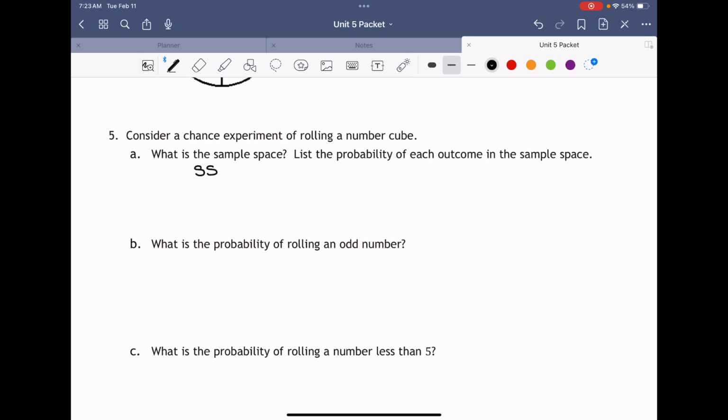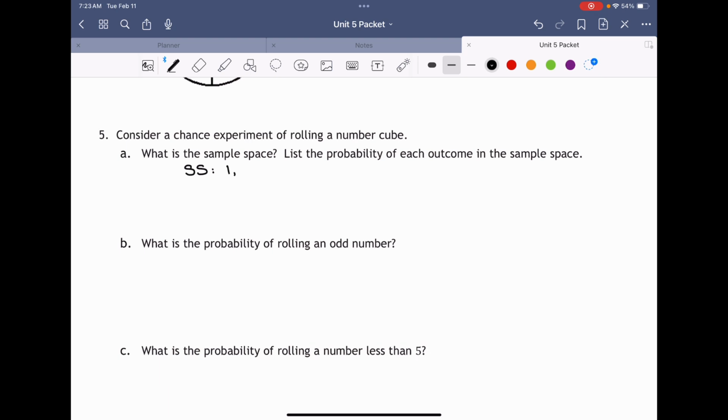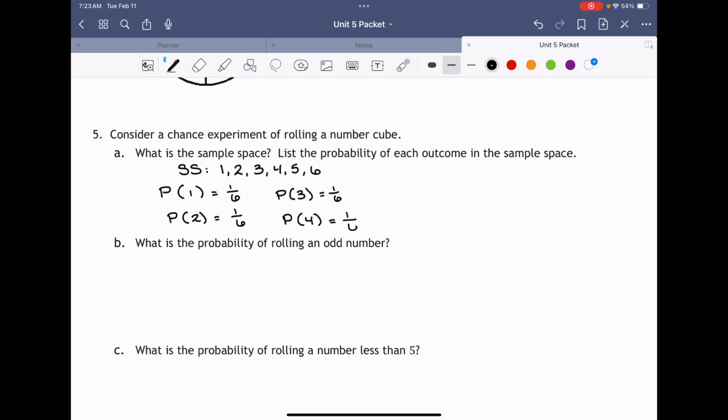All right, our sample space should be the numbers 1 through 6. And I'm listing each individual probability. So you should have the probability of 1 equals 1/6. The probability of 2 equals 1/6. Probability of 3. Now, all of these numbers only show up once on our number cube. So all the probabilities are going to be exactly the same.